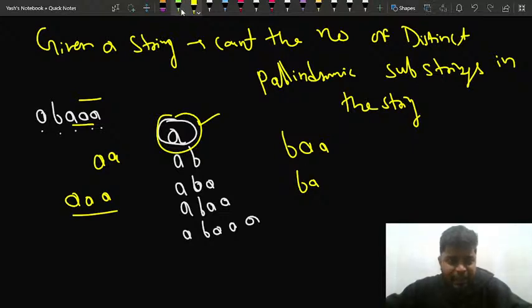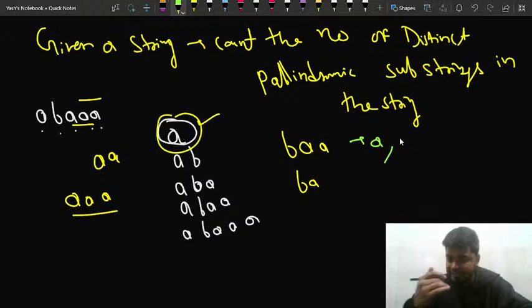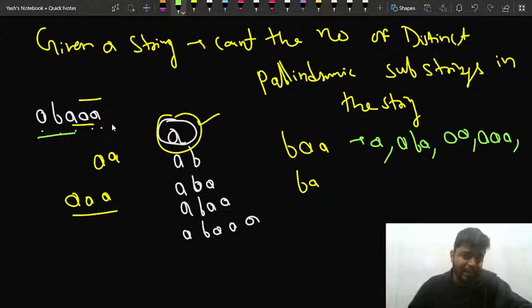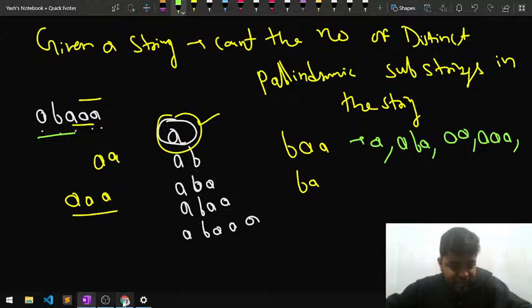So let me write the palindromic substrings with green color. A is one of the substrings which is palindromic because it reads the same from left to right and right to left. Then ABA is also one of the substrings which reads the same from left to right and right to left. Then also double A is also a substring which reads the same from left to right and right to left. Then triple A is also a substring which reads the same from left to right and right to left. Is there any other substring that we have here that reads the same?